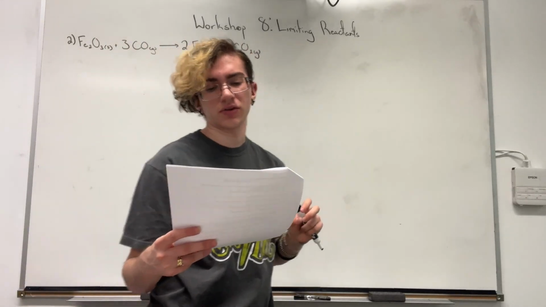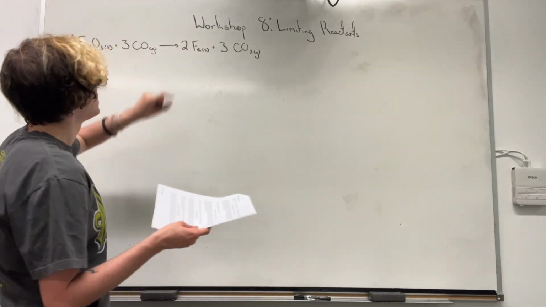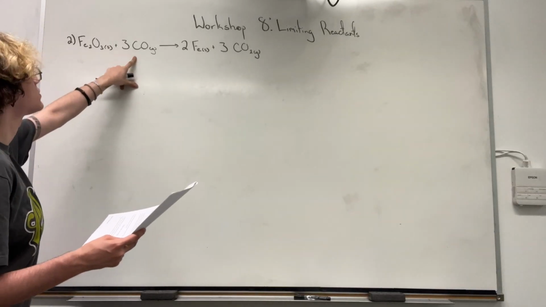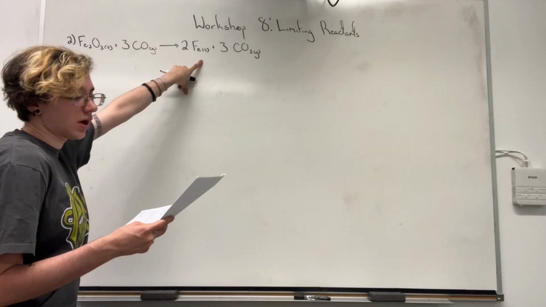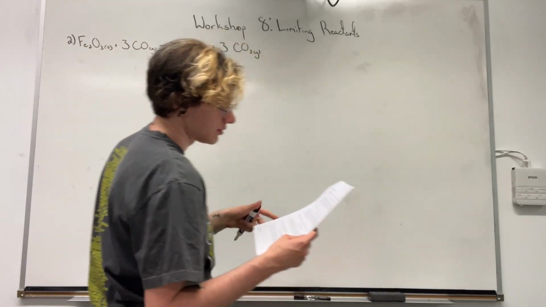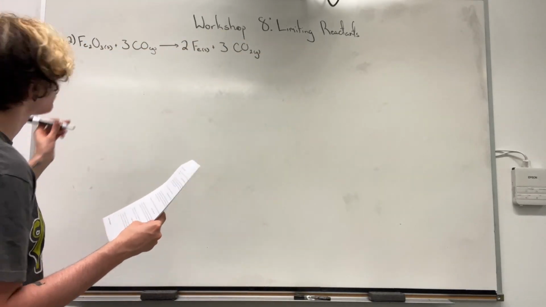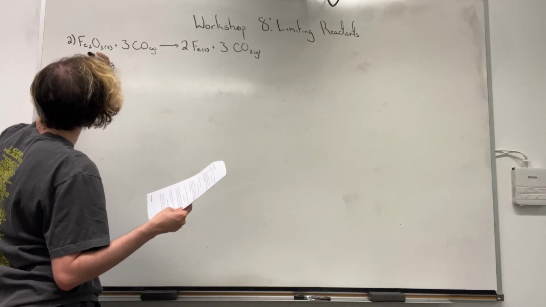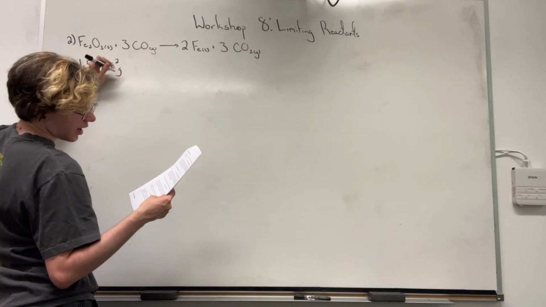Problem 2 says consider the reaction which converts iron ore into iron. So iron oxide plus 3 carbon monoxide gas becomes 2 iron and 3 carbon dioxide. Assume this reaction is carried out with 1.50 times 10 to the second grams of iron oxide.